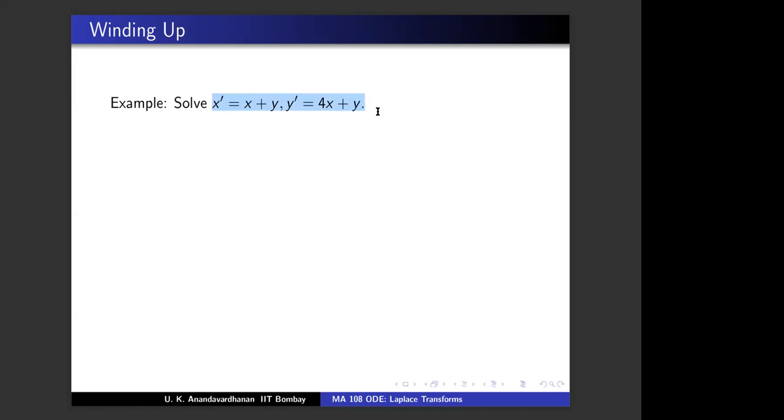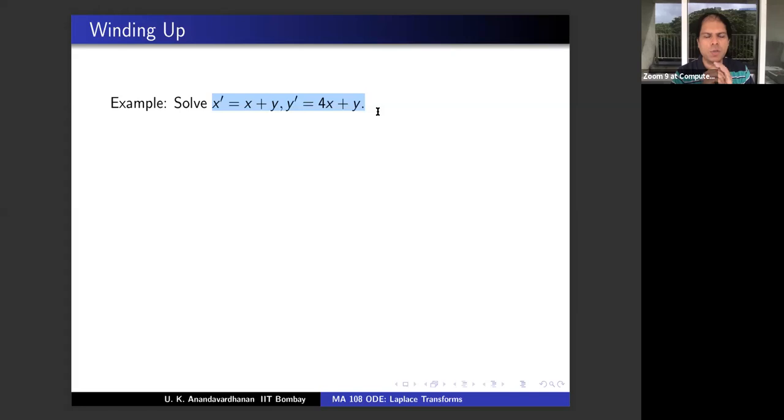Both x and y. T is your variable. So x is x of t and y is y of t here. And x prime meaning dx by dt, y prime meaning dy by dt. So you have given two equations simultaneously. Simultaneously you have to solve. We did not do any such thing in this course.